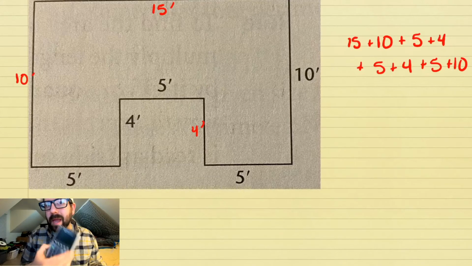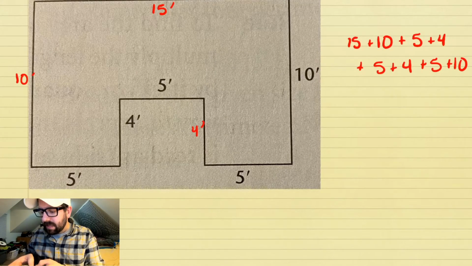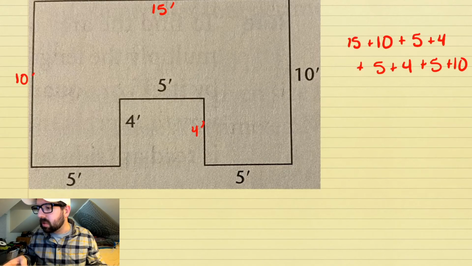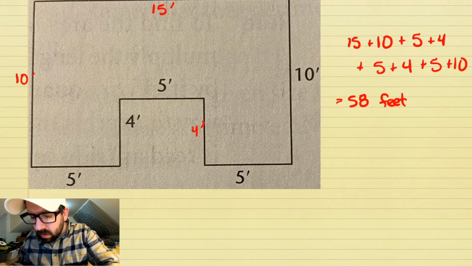So I'm just going to add these up in my calculator so you can see this. I'm just going to type it in. So 15 plus 10 plus 5 plus 4 plus 5 plus 4 plus 5 plus 10. Adding up all those numbers together. Let's see if I hopefully didn't forget anything. I think I got everything written down. So it was a total of 58 feet altogether, all the way around.